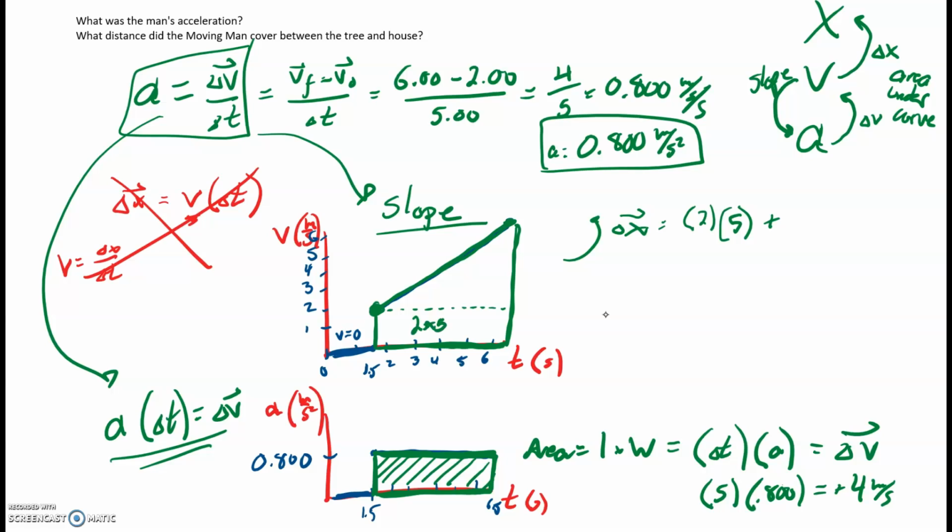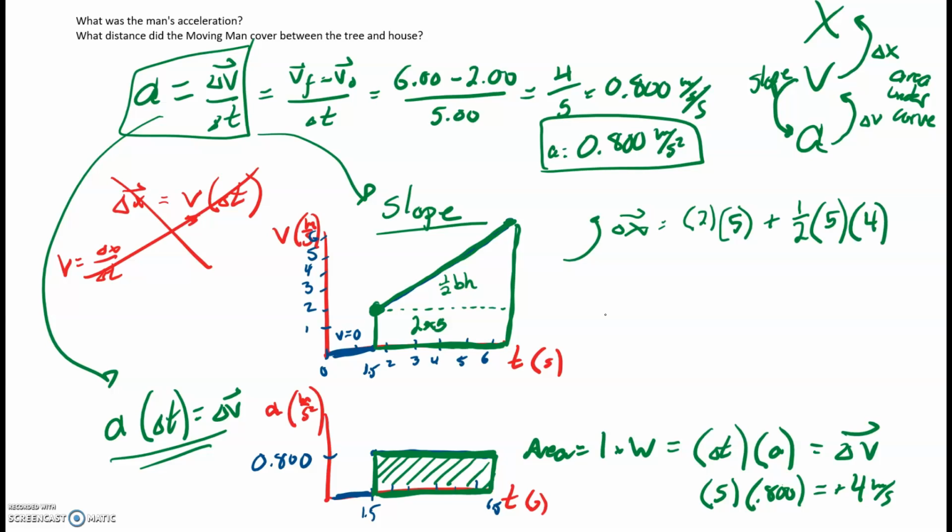And then this triangle, right? We know the area for triangles is 1/2 base times height. So 1/2, what's the base of this? It is my time of 5 seconds. What is the height of this? It is my change in velocity from 2 to 6, of 4.